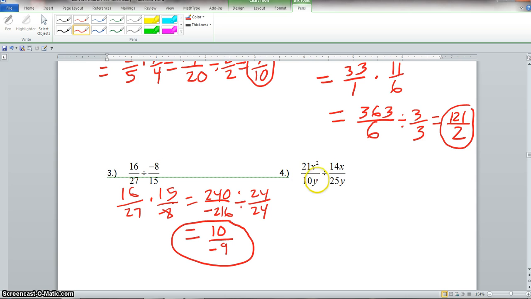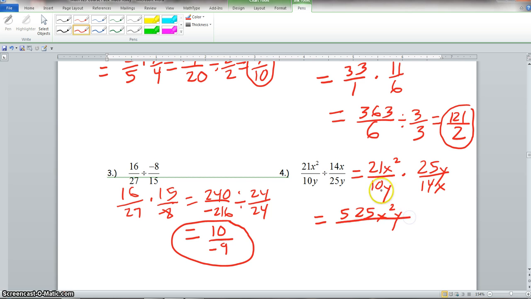Now we come here to number 4. We do the same thing here. We'll write the first fraction the same, and we'll change division to multiplication and take the reciprocal of the second fraction. Now, we're going to multiply straight across. 21 times 25 is 525. X squared times y is x squared y. Divided by 10 times 14 is 140. And y times x is xy.